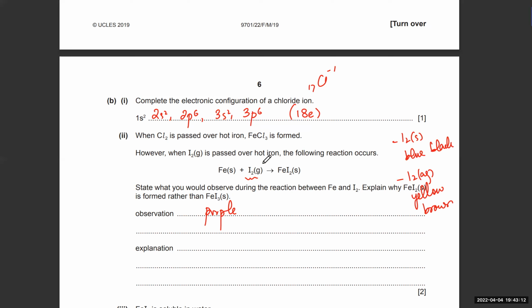When it's a gas, like over here, it's a purple gas, a purple vapor. So that is what iodine is. The purple color would disappear. The purple vapor would disappear.